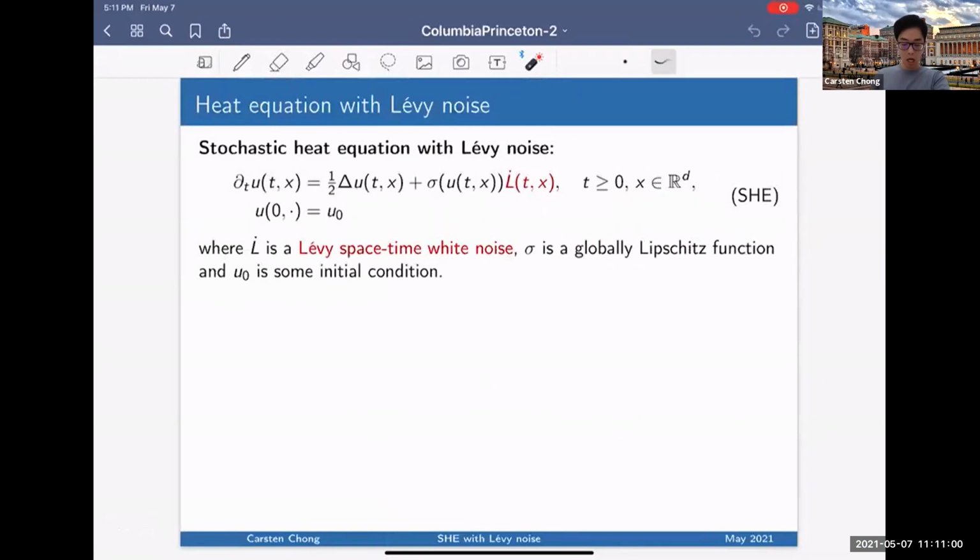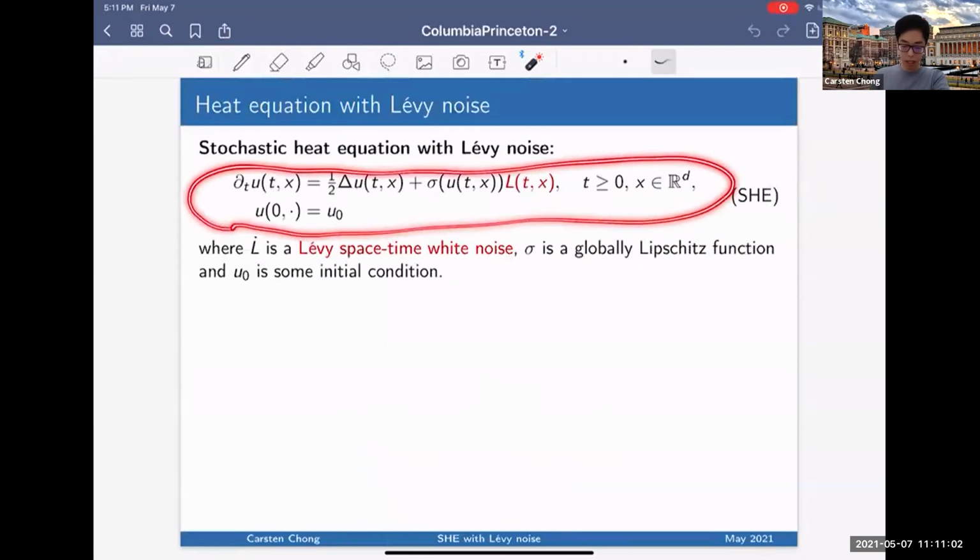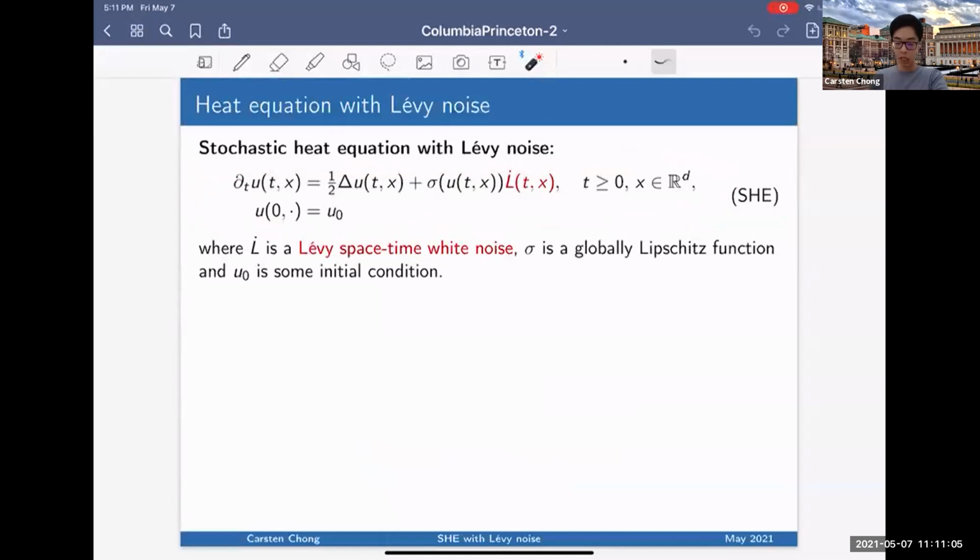What you can see here is basically the usual stochastic heat equation that I think many of you are familiar with. So we are working in d dimensions on R^d with some nice initial condition U0. But the novelty here is that instead of a Gaussian noise that we usually consider, we consider a non-Gaussian noise. The noise here, which I abbreviate with L dot, is a Lévy space-time white noise. That's a noise that is discontinuous and is made up of atoms. I will introduce that a little bit later.